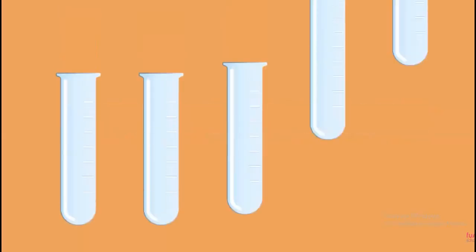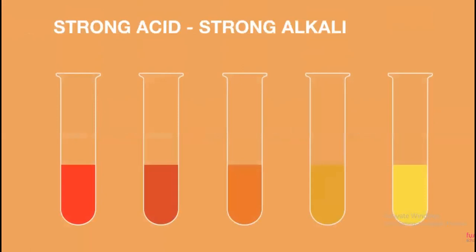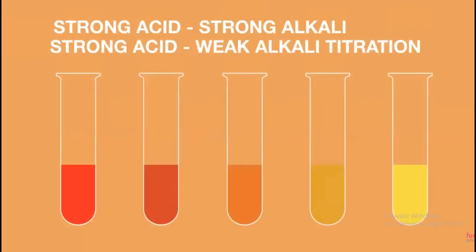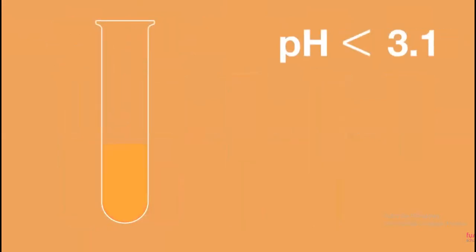Methyl orange is used to determine the endpoint of either a strong acid, strong alkali, or strong acid, weak alkali titration. It is red at a pH lower than 3.1 and yellow at a pH higher than 4.4.